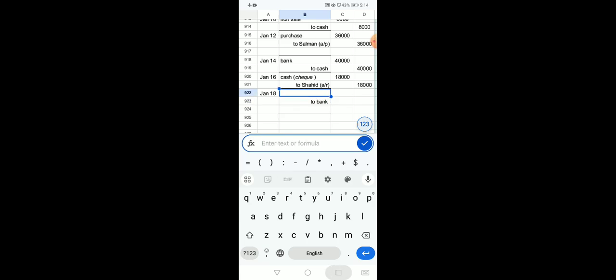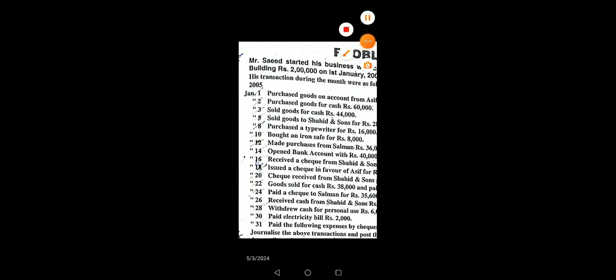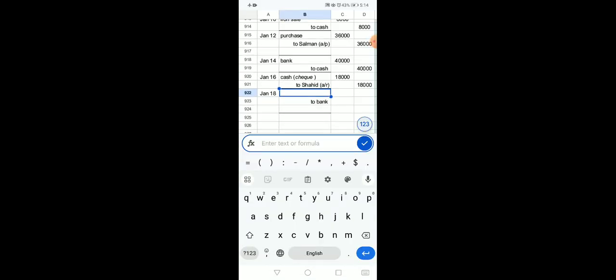To whom are you issuing this check? This was your entry number 18. Issued a check in favor of Asif. Asif was the person to whom you have issued this check. You have drawn a check in favor of Asif. Asif was the person to whom the amount was payable. He was your liability. After payment, he is no more your account payable, no more your liability. Liability is decreased. Decrease in liability should be mentioned on debit side. So the name of Asif would be written on debit side.